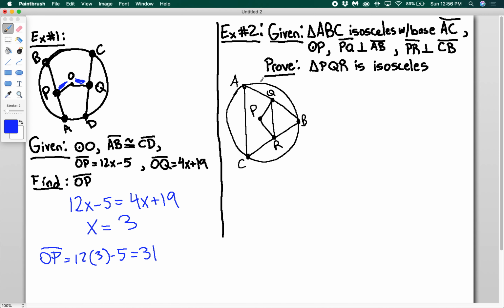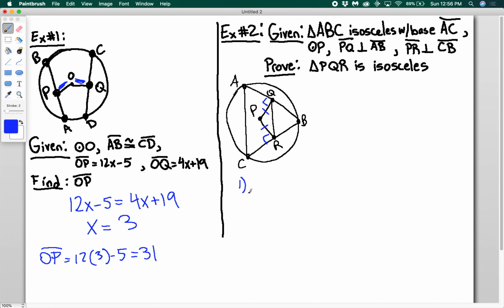So ABC is isosceles with a base of AC, which means that side AB is going to have to be equal to BC. If these two things are equal, I have two chords that are congruent, which means they must be the same distance from the center. I'm also told that PQ is perpendicular to AB and PR is perpendicular to CB, so this is a right angle, this is a right angle. They're perpendicular from the center, so these distances must be the same. This is therefore, by the definition of an isosceles triangle, an isosceles triangle. But we're going to write this out in proof form, because it's a good skill for you to have.